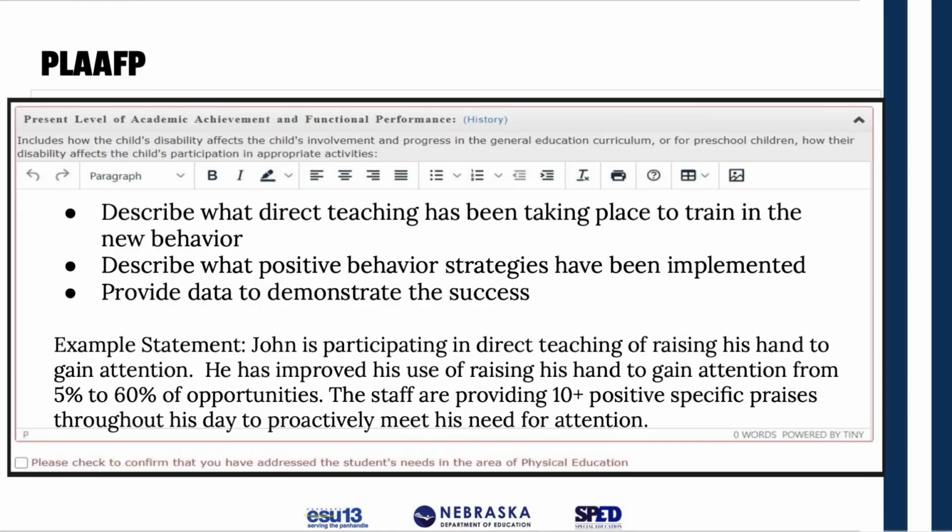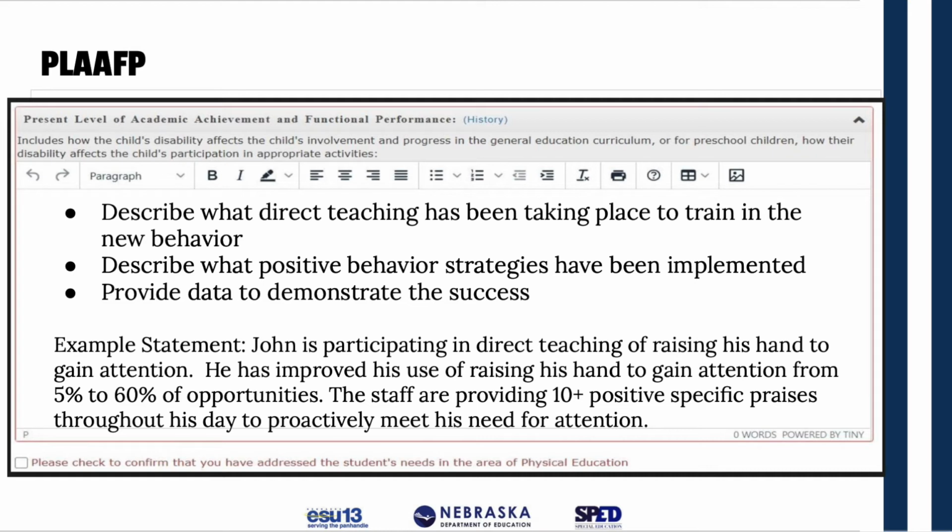In the PLAF, or present level of academic achievement and functional performance, we want to include what the student is in need of by describing what direct teaching needs to take place or has been taking place to train in the new behavior. We want to describe what positive behavior strategies have been implemented as well to also meet the function.